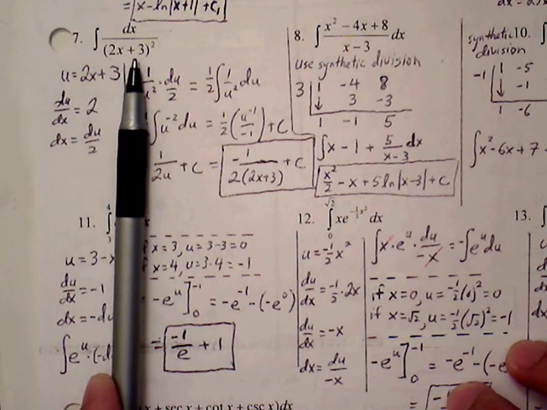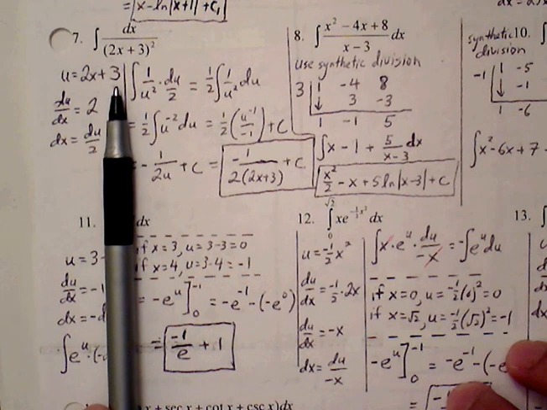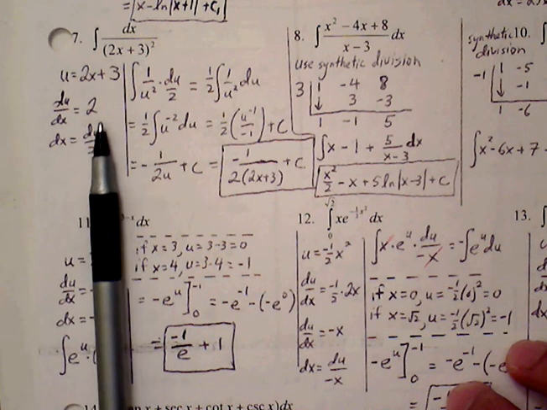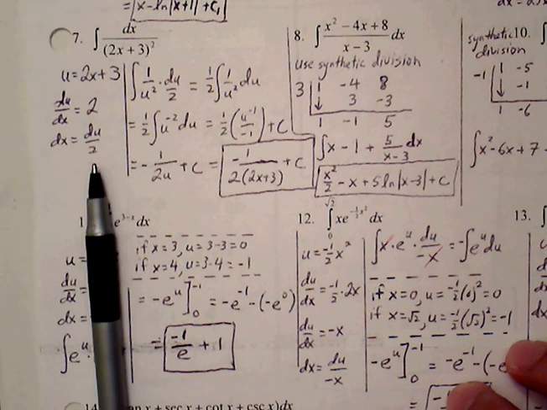We look inside the parentheses, so we're going to let that be our first guess. Our u value, 2x plus 3. We find the derivative with respect to x. 2x turns into 2, 3 goes to 0. Solve for dx, we get du over 2.